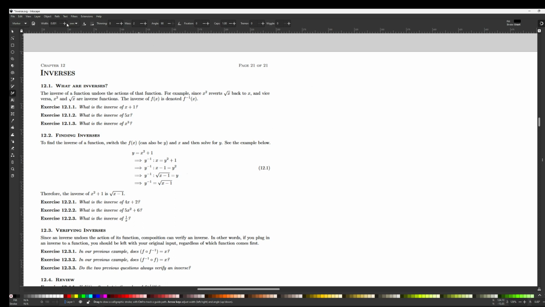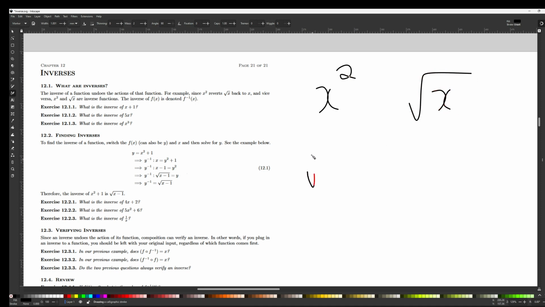In this video, we're going to be covering how to find and verify inverse functions. So first of all, what is an inverse function? The inverse of a function undoes the actions of that function and vice versa. For example, if we have x squared here, what function undoes that? Well, that's obviously the square root of x.